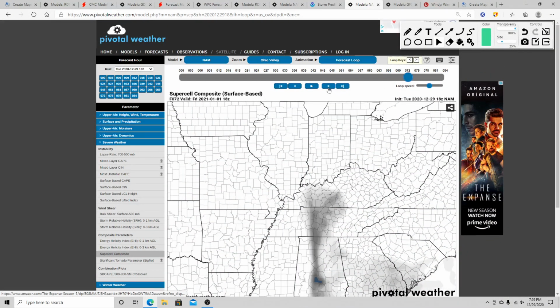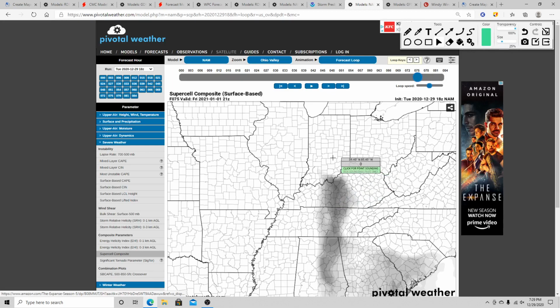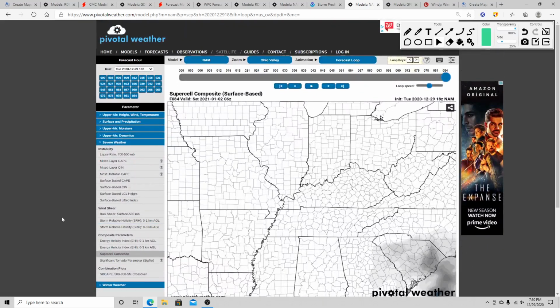As we continue on there, your Supercell Composite numbers do come back up Friday afternoon. Cold front's back here, and we'll definitely have to watch some of these regions to see if any thunderstorms do develop there as well. So just keep that in mind. And that's pretty much it for the severe weather side.